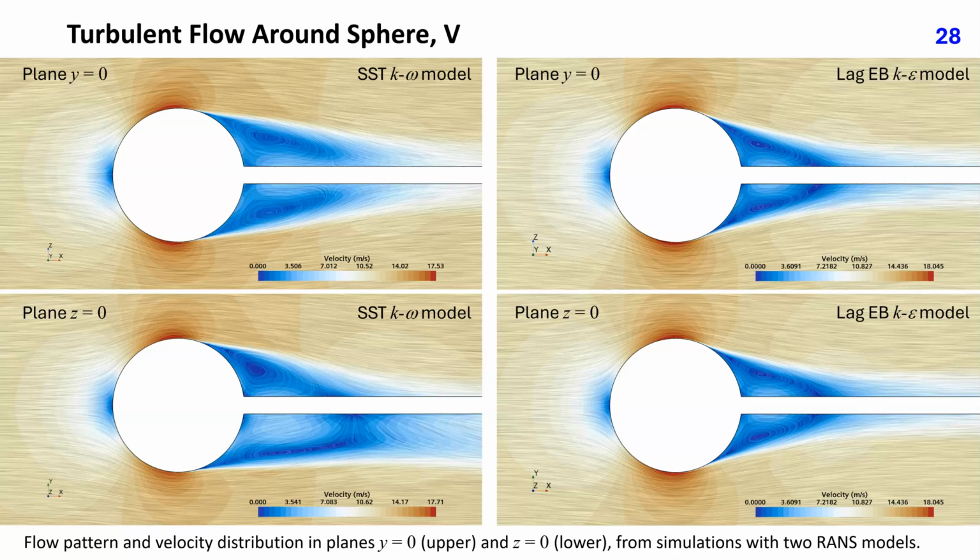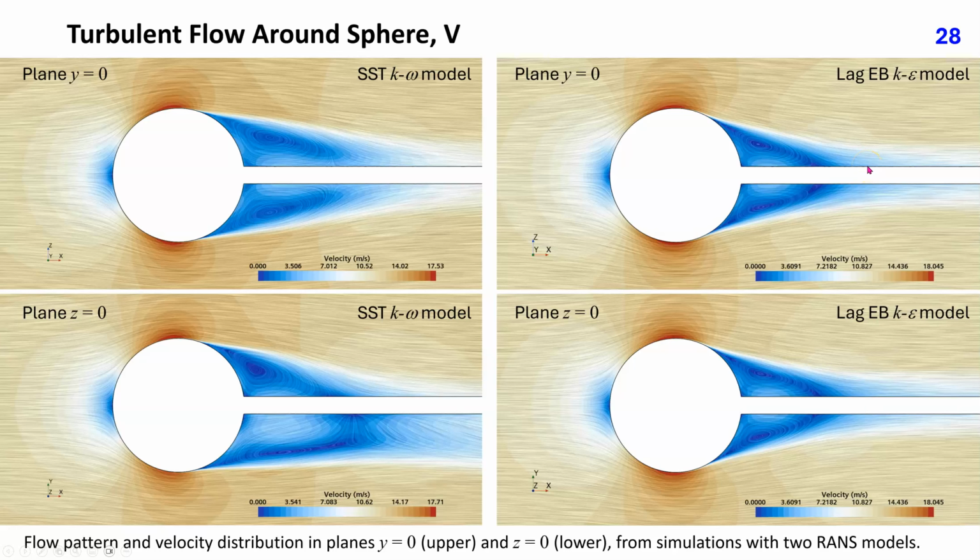This slide shows the flow pattern in two coordinate planes, y equals 0 in the upper plots and z equals 0 in the lower plots, from computations with the SST k-omega model, left plots, and the Lag EB k-epsilon model, right plots. We see that the flow separation takes place earlier and leads to a larger recirculation zone with the k-omega SST model than with the Lag EB k-epsilon model.